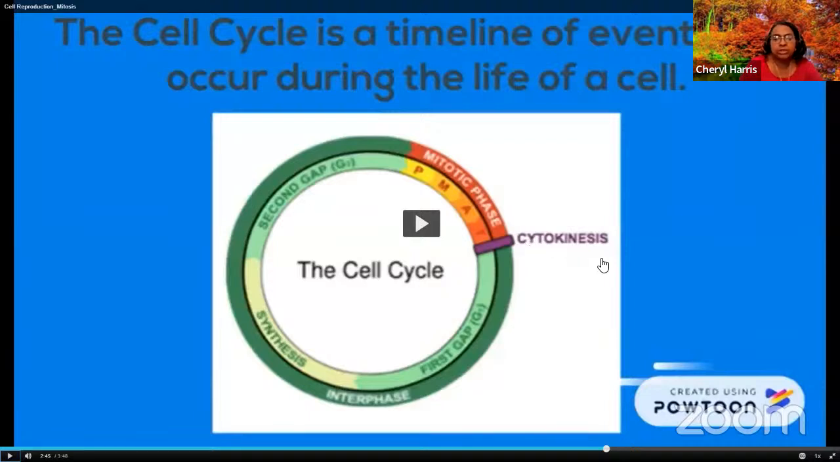So cell division. And we're going to learn that the initials for the phases of mitosis are PMAT. So I do want you to draw it just like this. Basically you're drawing two circles, a circle inside a circle. You're going to label it cell cycle.